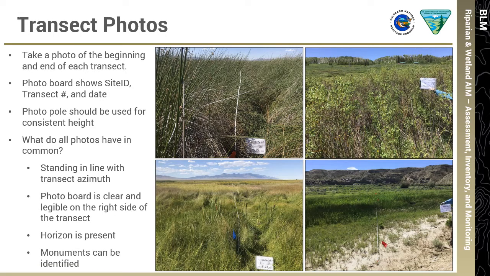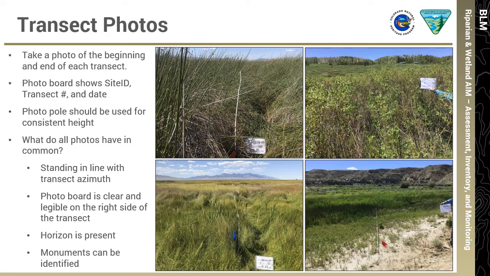When taking a transect photo, you must take a photo standing at the beginning and end of each transect. Try to stand back 5 meters or approximately 16 feet from the transect, if topography allows. Be sure to stand in line with the azimuth of the transect. Use a photo board that is clear and legible with the site ID, transect number, and date. Have a second person hold the photo board off to the right-hand side of the photo.